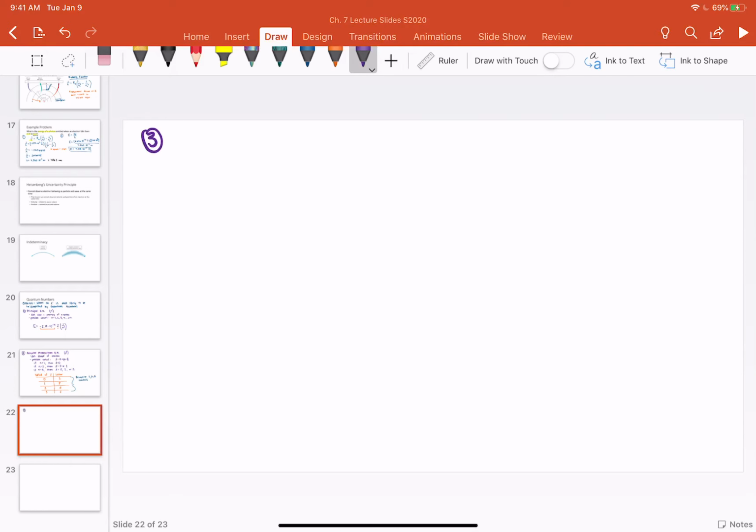Our third quantum number is the magnetic quantum number. And that is designated by m with a subscript lowercase l. And this determines the orientation of the orbital. And what that means is it determines the direction the orbital is facing.